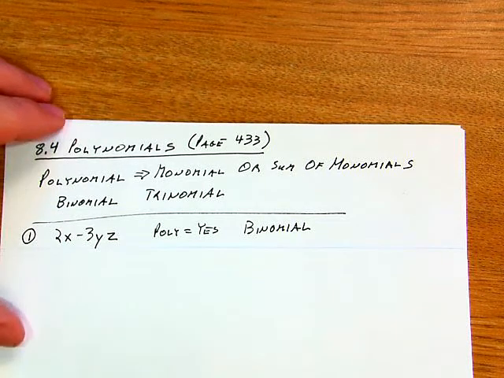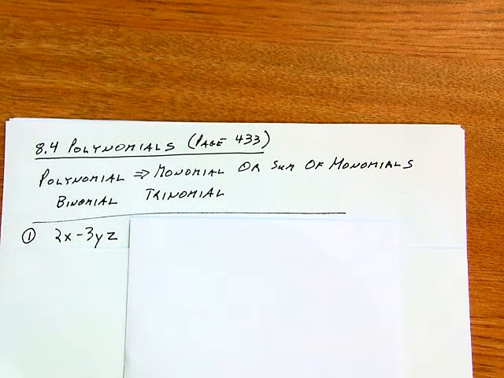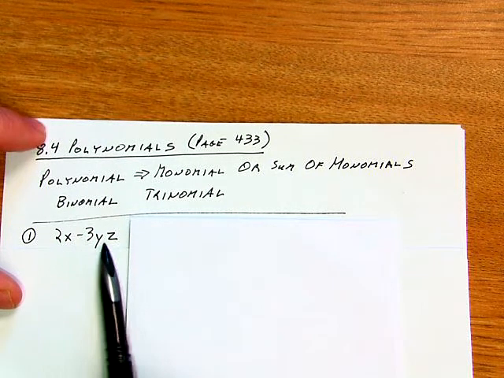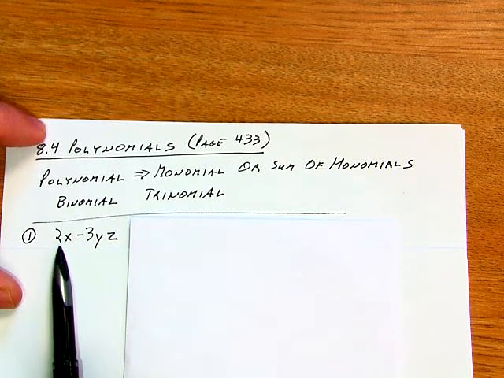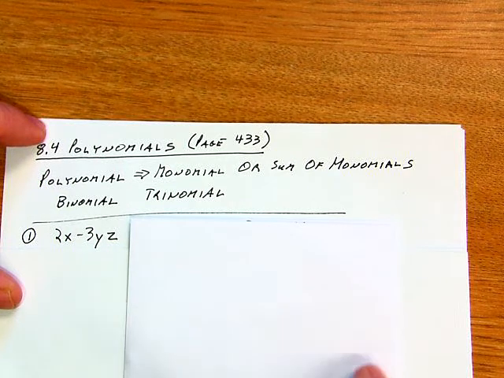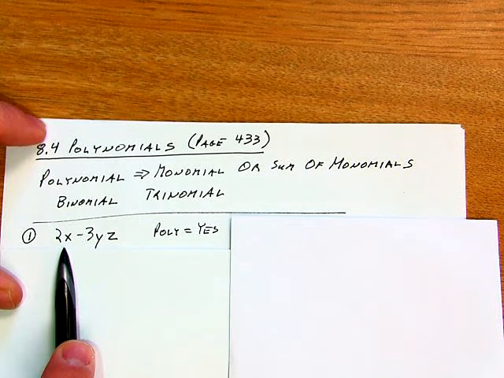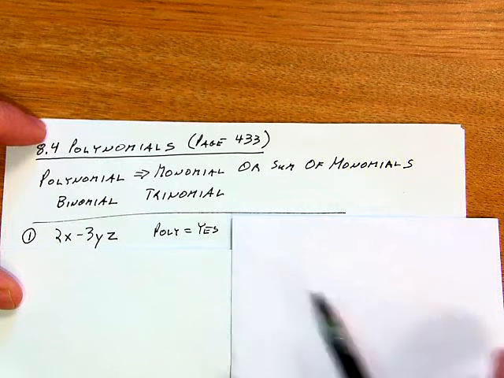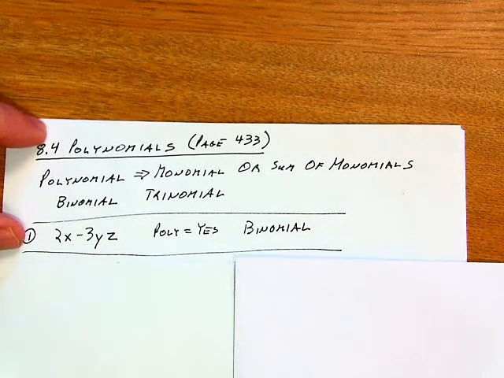Let's start off with the example 2x plus 3y, 3yz. Is that a monomial or a polynomial? First of all, let's see if the things are added together. There's a subtraction, which is just the addition of a negative number, so that's okay. Is this a monomial, 2x? Yes. And is this a monomial, 3yz? Yes. So the whole thing is a polynomial. Does it have a special name? Two terms for a polynomial, it is a binomial.